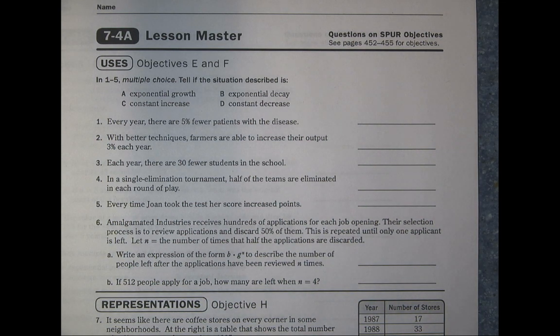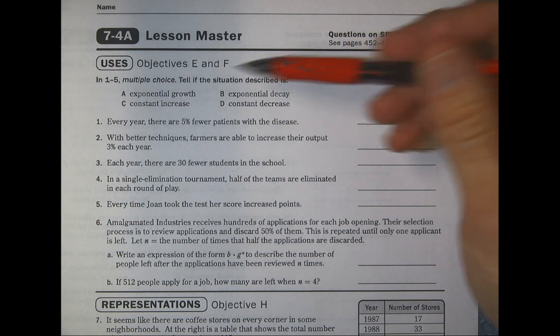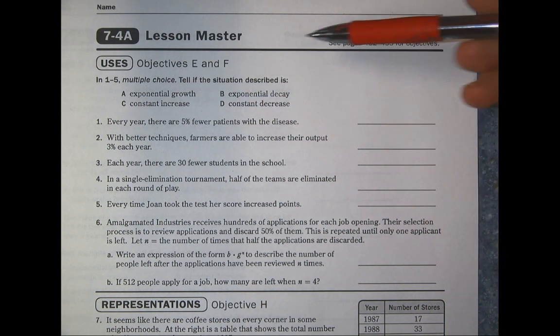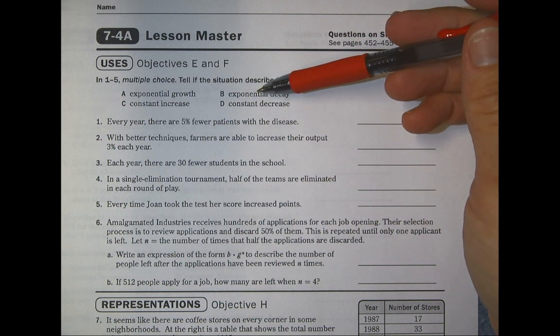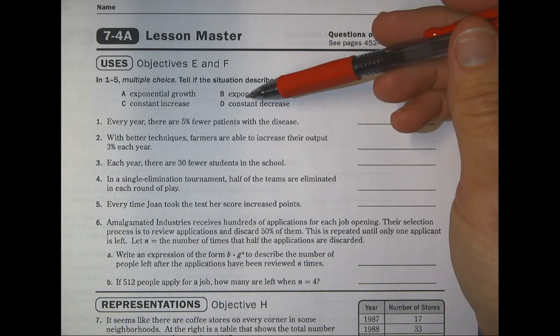All right, this is 7-4's homework. We got the worksheet and a little bit of textbook work. So jumping right in at 7-4A. In 1 through 5, we got multiple choice. We're going to tell if the situation described is exponential growth or decay or constant increase or decrease. So these are curves going up and down or straight lines going up and down.